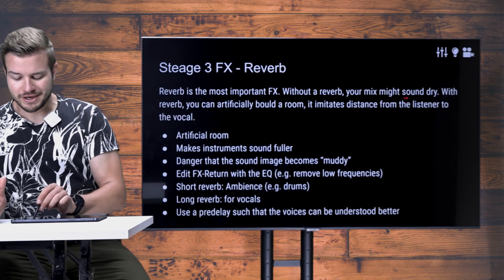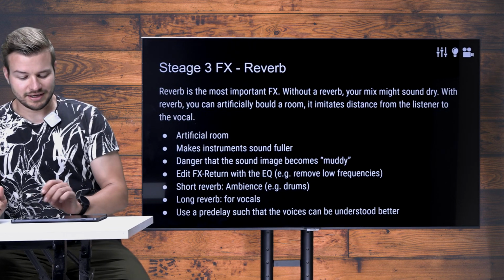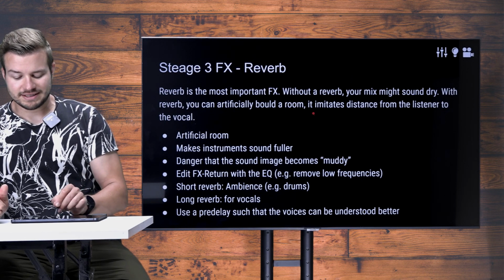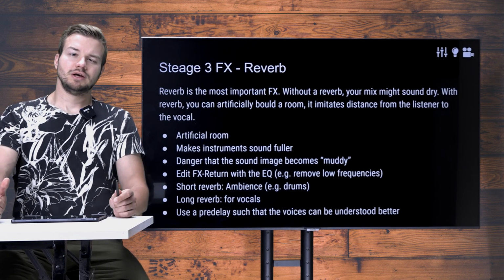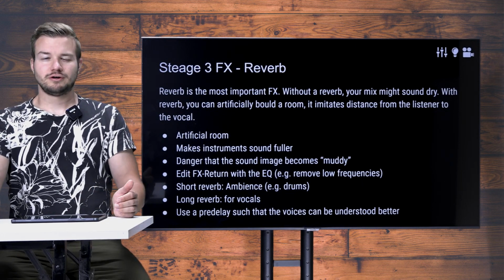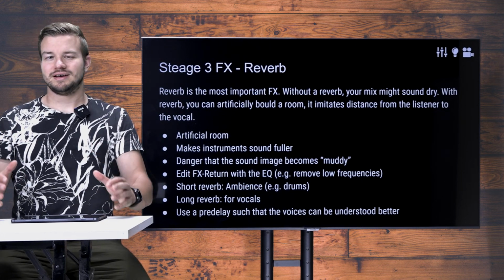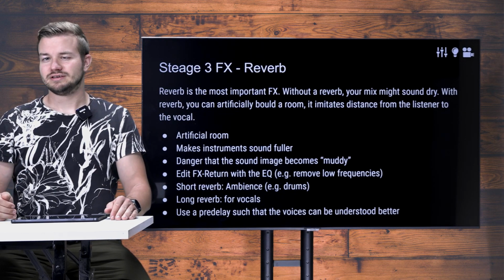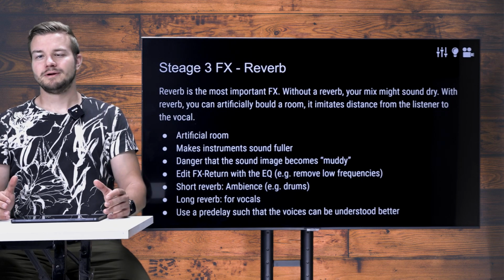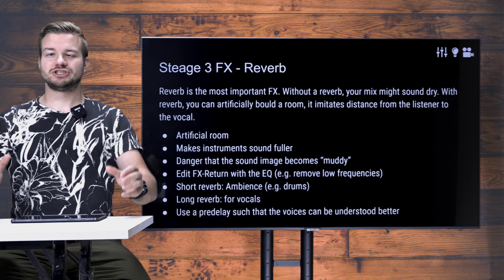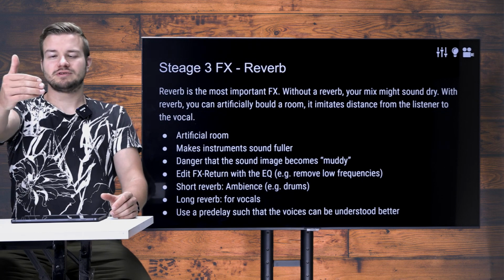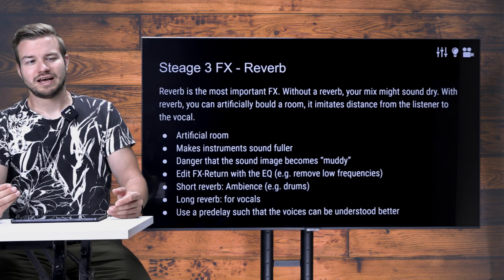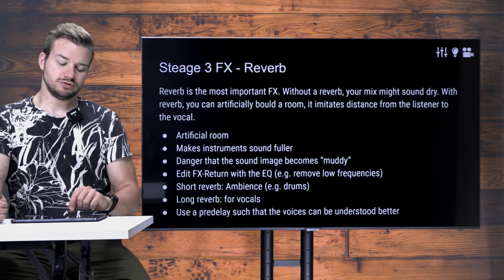So without a reverb, your mix might sound dry. With a reverb, you can artificially build a room. It imitates distance from the listener to the vocal. When you don't use reverb, it seems to the listener like the vocal is right in front of his face. But if you use reverb, the room artificially grows and the vocal seems further away. So sometimes, or most often, you want to have this effect a little bit, so you use reverb.